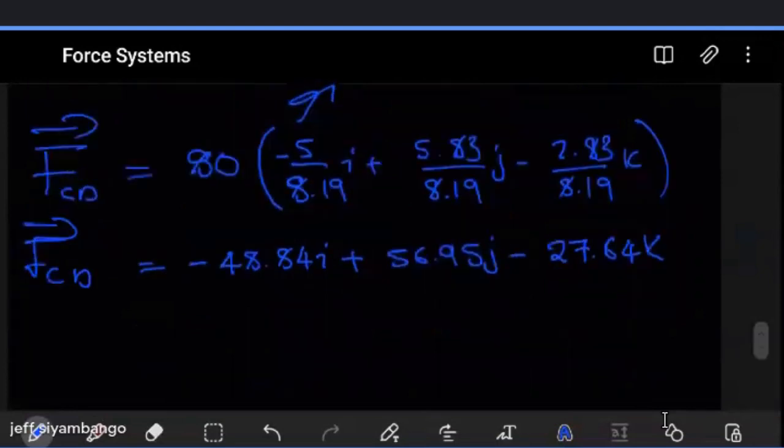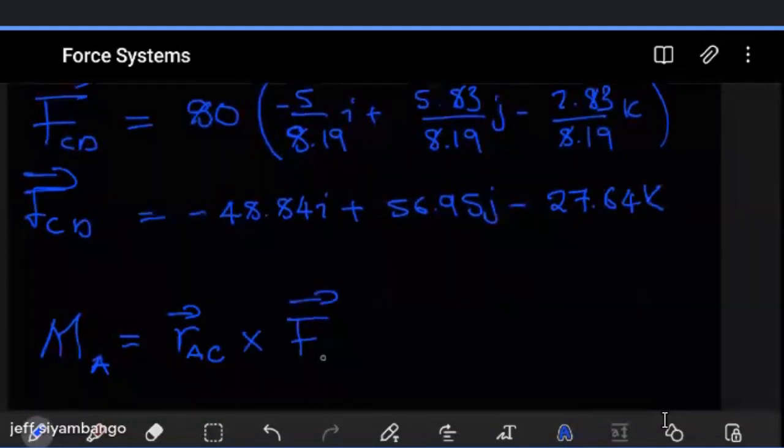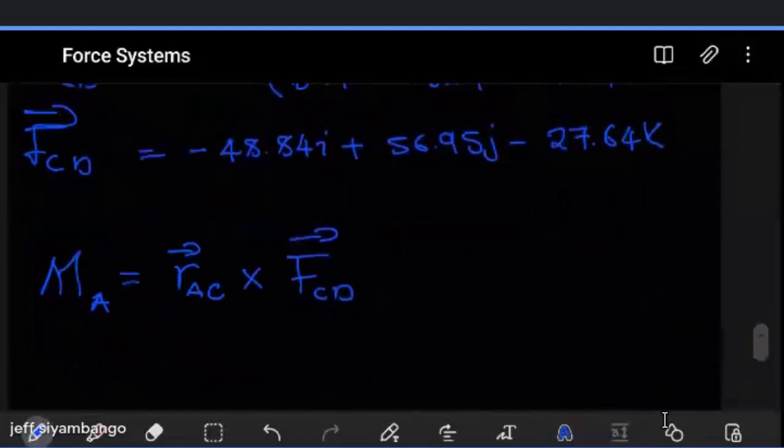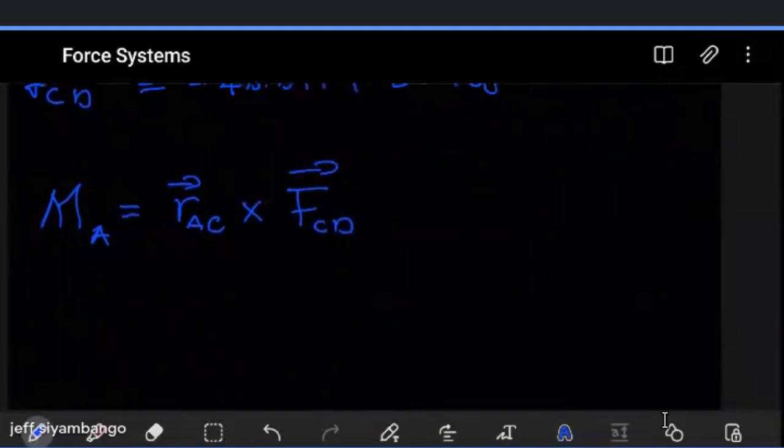The last thing, remember the goal was to get the moment about the point A. So we can then calculate our moment about the point, not O, about the point A. The moment about the point A will be equal to the cross product of the position vector running from A to C cross the force running from C to D. This is the cross product that we are evaluating. We have every term that we need. You can do it the manual way, or you can use the determinant method since every term is represented here.